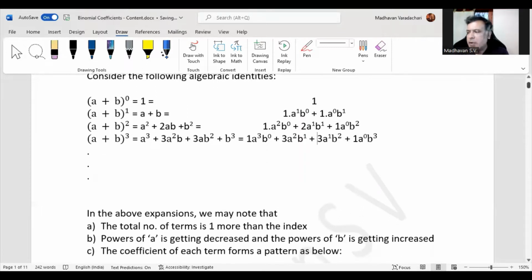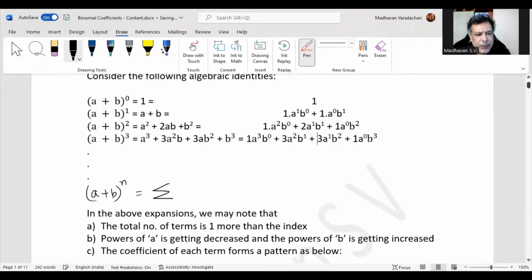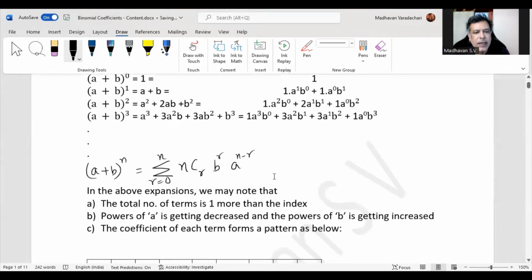So like that, it can keep on going, and in general, we can write this as (a + b) to the power of n is equal to the summation of nCr, b power r, a power n minus r, where r is ranging from 0 to n. So if we substitute n as 2 in this, we will get this expression. Similarly, if we substitute n as 3, we will get the fourth expression.